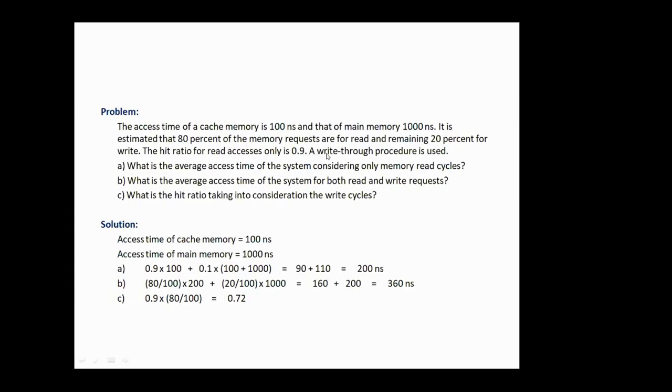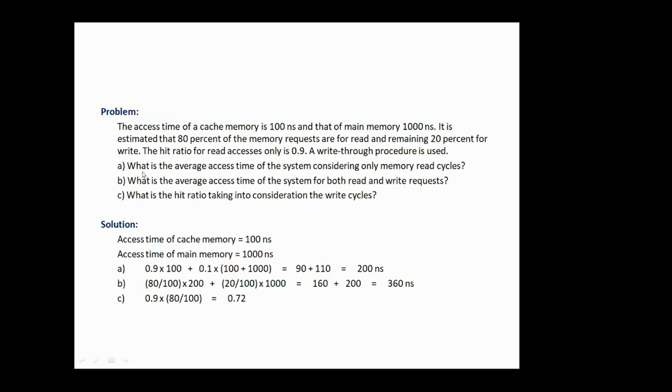Then the problem says a write through procedure is used. What is a write through procedure? The procedure is like this. Whenever the CPU has to write something into main memory, if there is a copy of that in cache, what will the CPU do? It will write at both places. It writes in the cache, it writes in the RAM as well, which happens simultaneously. Then this is called the write through method, write through procedure. So if the CPU writes in both the cache and the main memory at the same time, this is called a write through procedure.